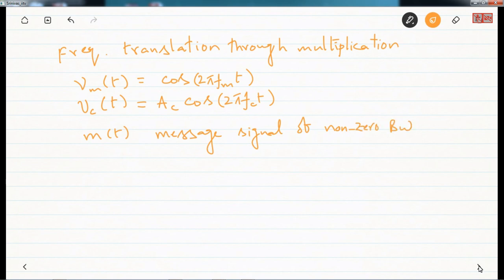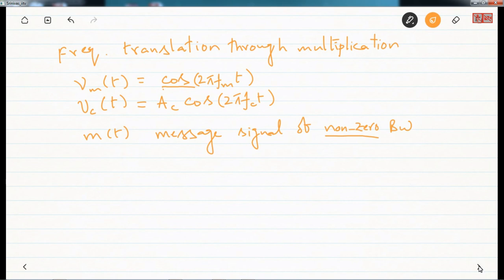Why do we call it non-zero bandwidth here? Because the bandwidth of the sinusoid is 0, right? It doesn't occupy any band. It's just one sinusoid, one impulse in the frequency domain. But our message signals are of finite bandwidth.